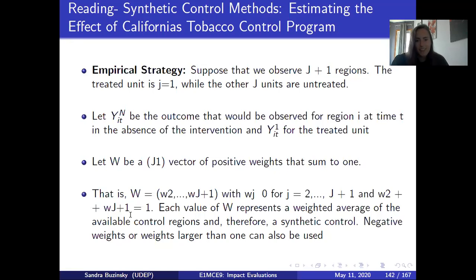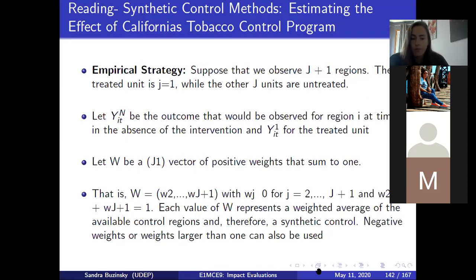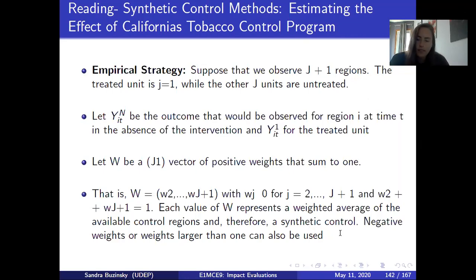Ignore this, I don't know what I was trying to say here. Okay, so each value of W represents the weighted average of the available control regions and therefore a synthetic control, right? So W2 is the weight that we're giving to unit 2, so the untreated unit 2, sorry. And then Wj will be the weight that we're giving to the untreated unit J. Okay, well, I guess you can use negative weights, but it's not that common.